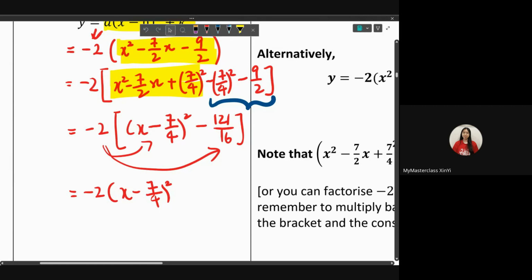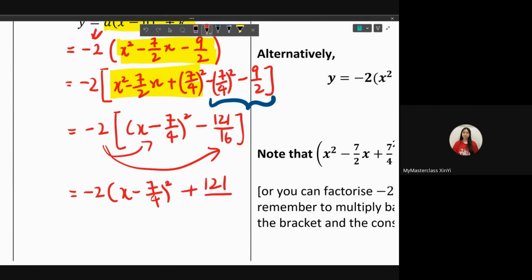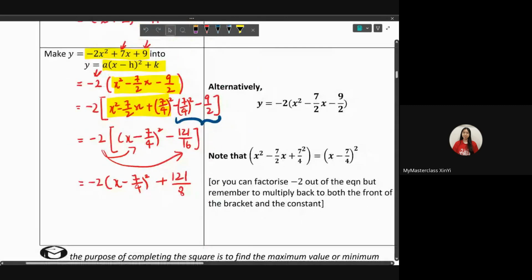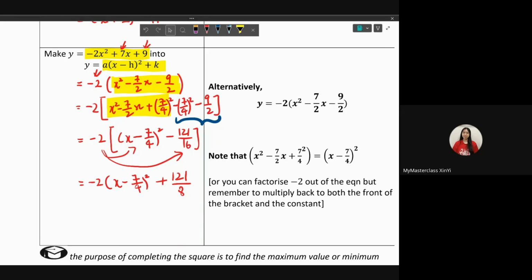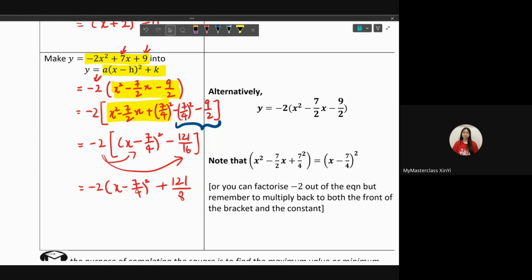Then you're going to get plus 121 over 8. Then that is your completed square form. Let's also try to figure out the maximum and minimum point for each of these.